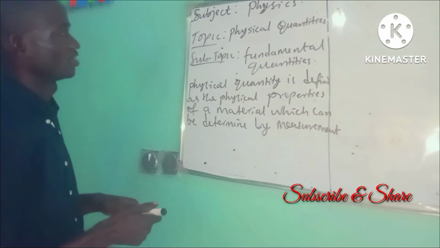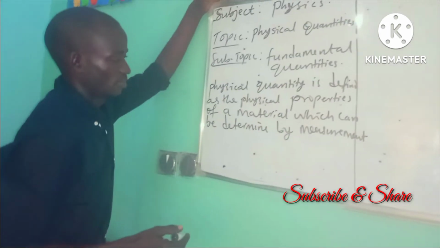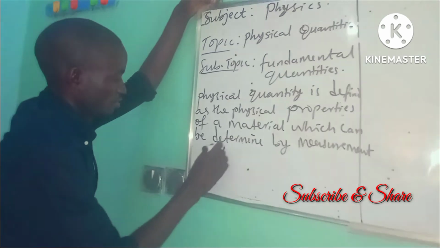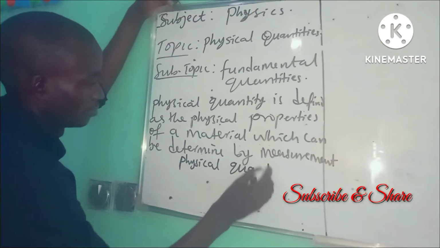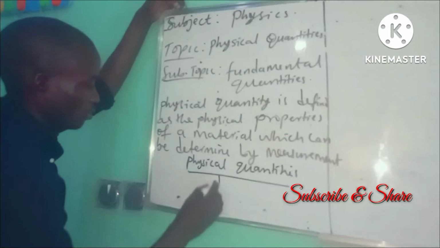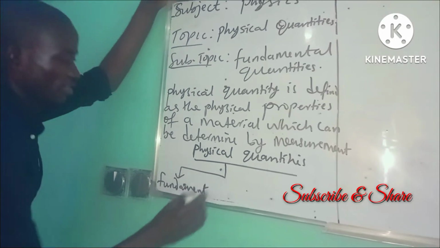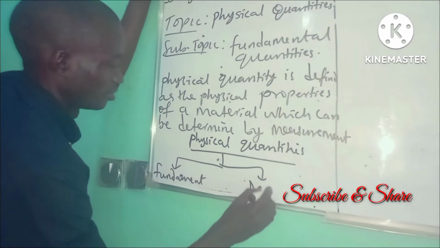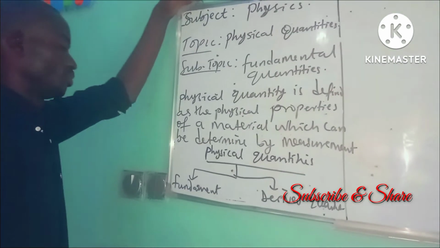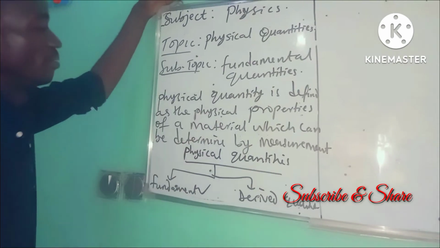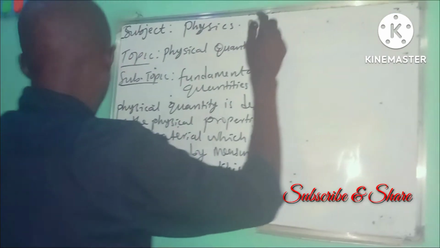Now, this physical quantity of a material, as you can all see, is a very wide concept, which is further classified into two. Physical quantities are classified into two. We have fundamental quantities and we have derived quantities. But in this video, we are going to consider fundamental quantities. That is why the subtopic is fundamental quantities. So the question is, what is fundamental quantity?